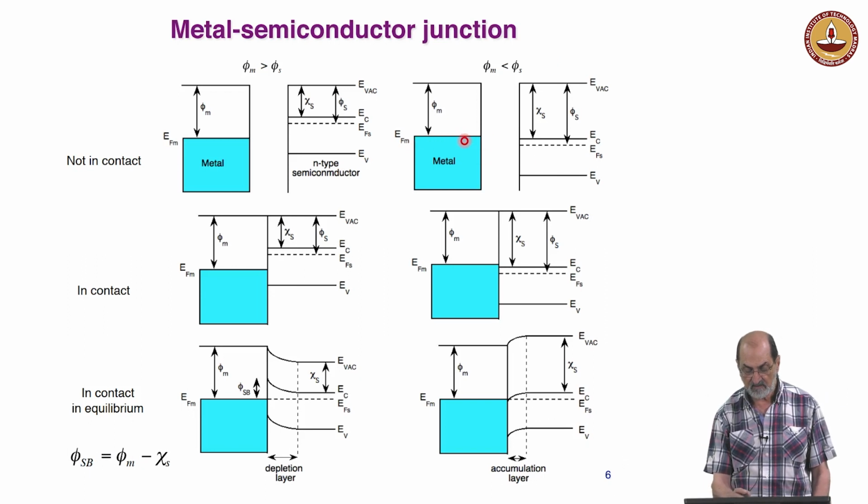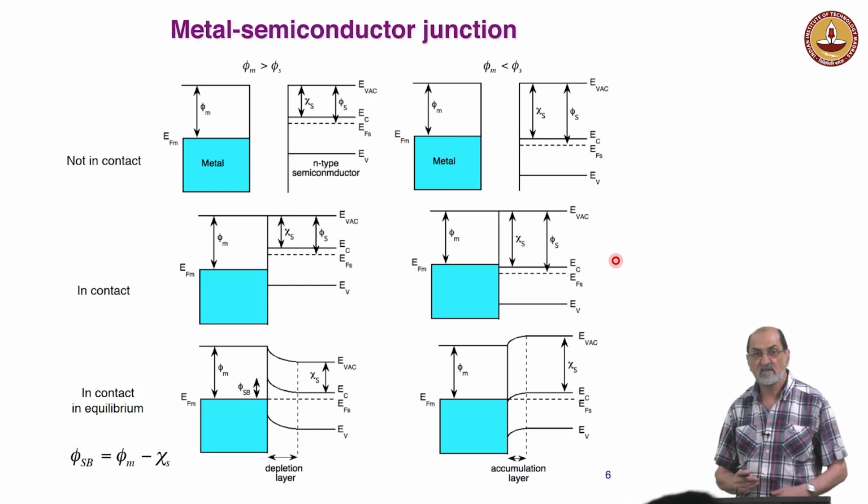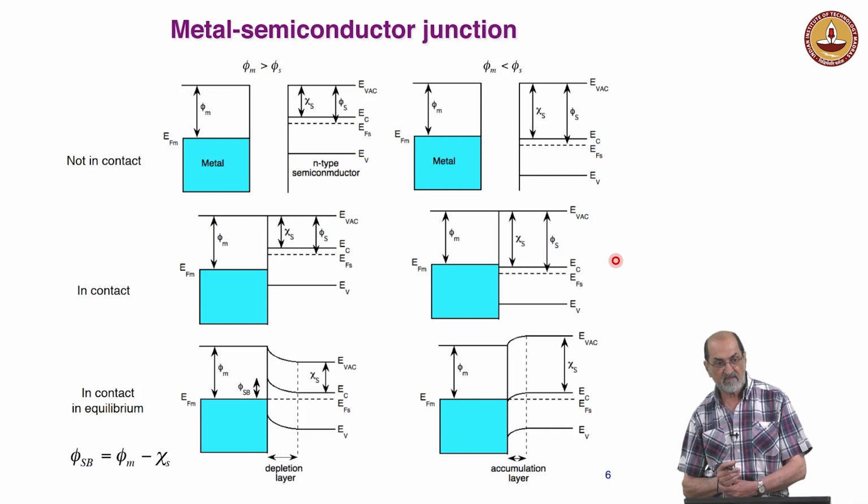Now the Fermi level here is higher than here. So the charge transfer is going to be from the metal to the semiconductor when we put them in contact. This is the situation immediately after the contact was made.